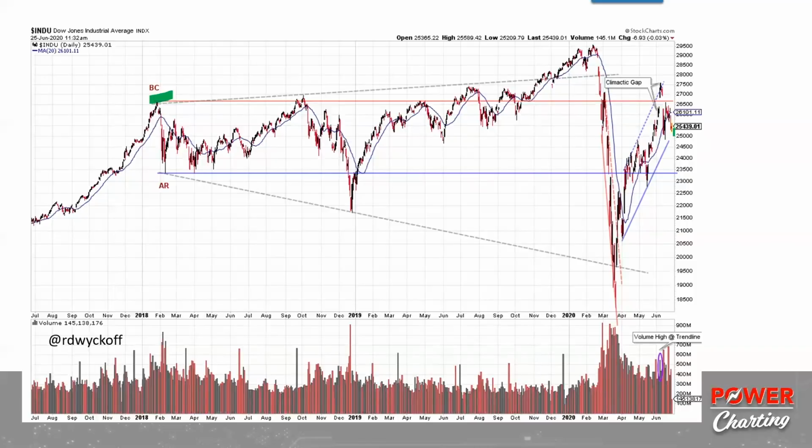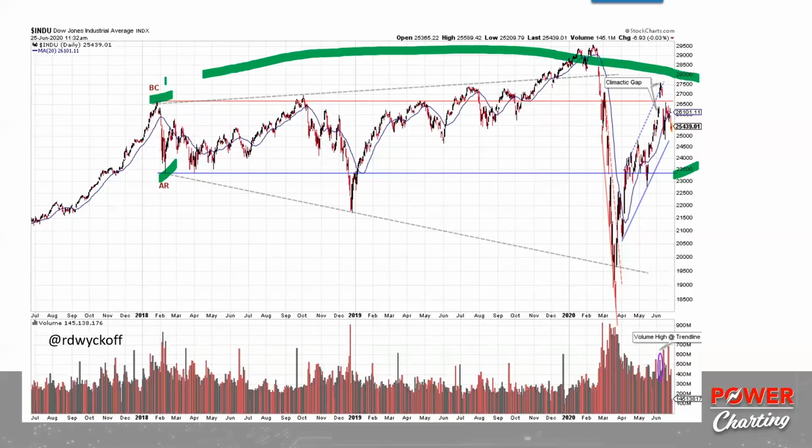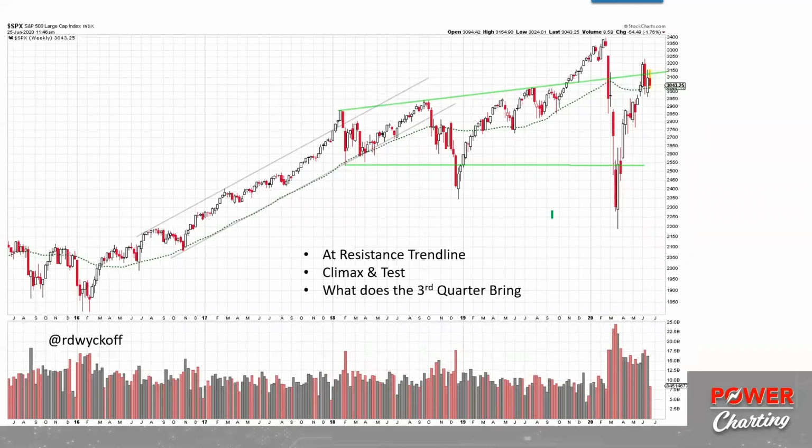So here we are. Can we get back down to the support line, which is also defined by action back in January, February of 2018? Could this whole area be distribution? That's a big subject for us. This could be a last point of supply right here. Well, let's talk about that in a minute.